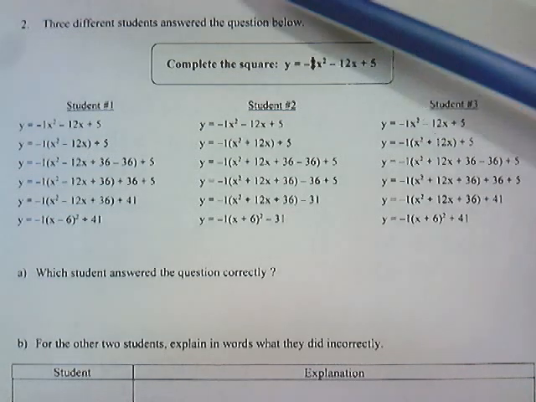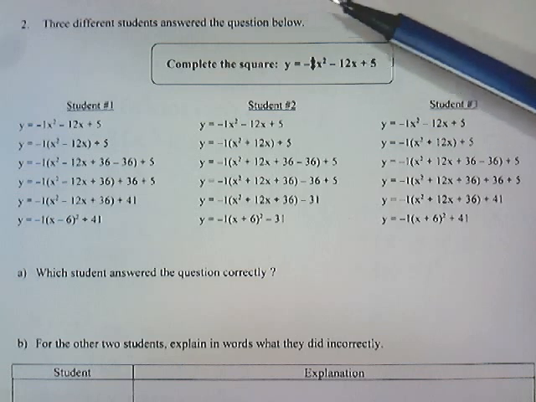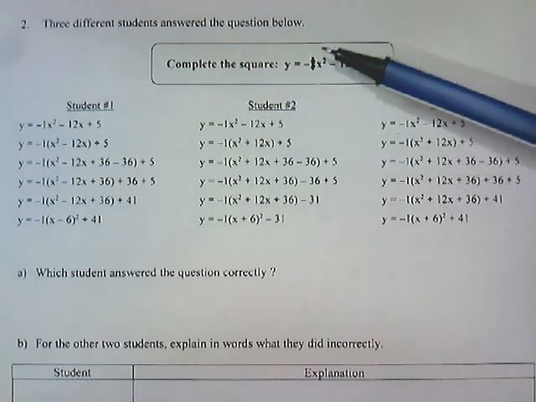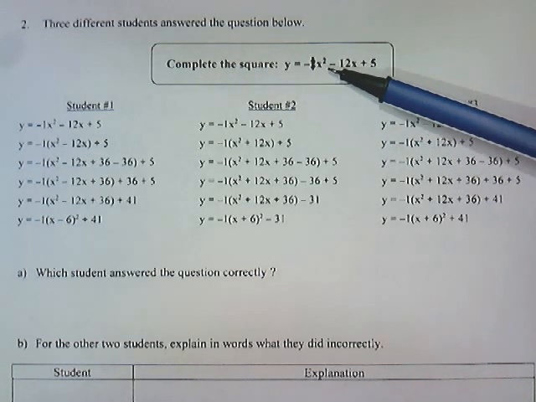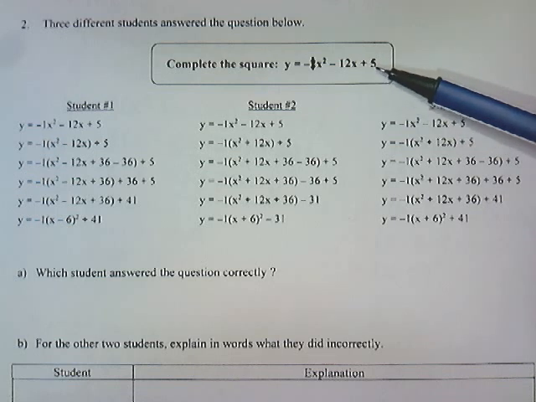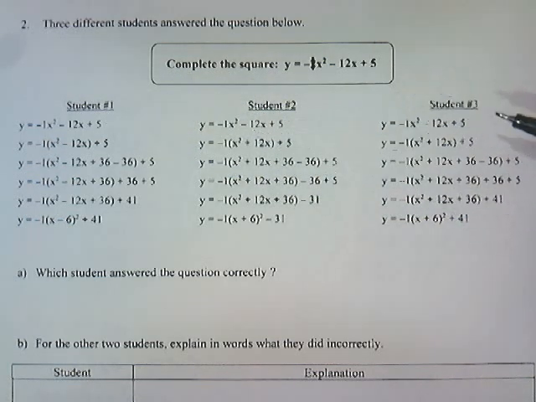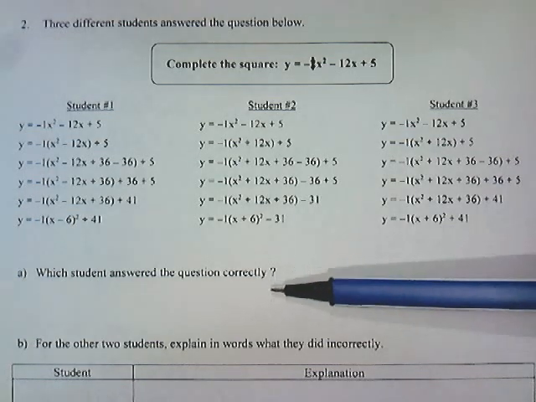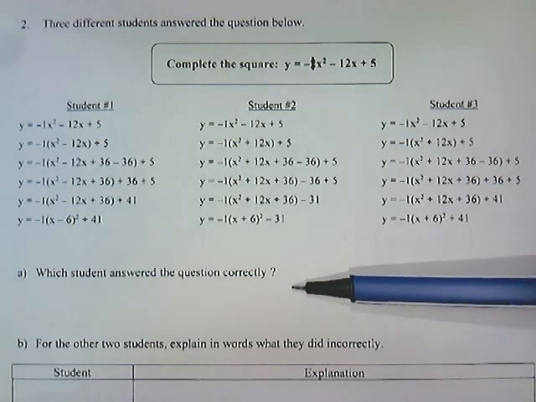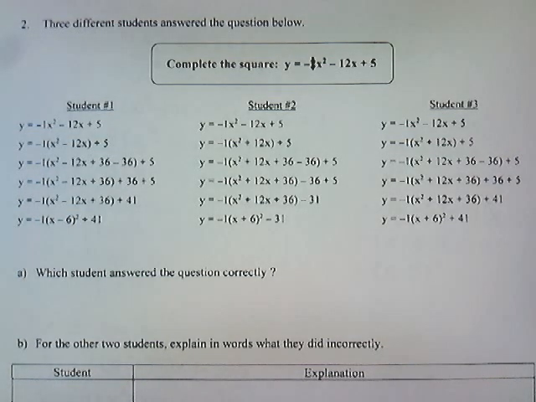So it does say 3 different students answered the question below. And it says complete the square, and we have y equals -1x squared minus 12x plus 5. So I have 3 students, student 1, student 2, and student 3. And the first part says which student answered the question correctly, which means the first thing I need to do is figure out who answered this correctly and who answered it incorrectly.